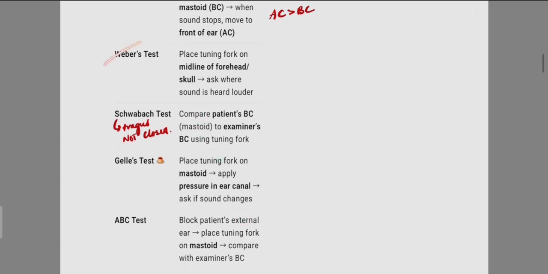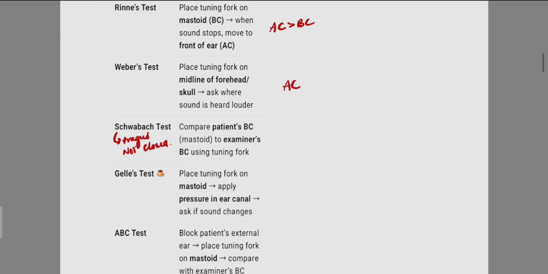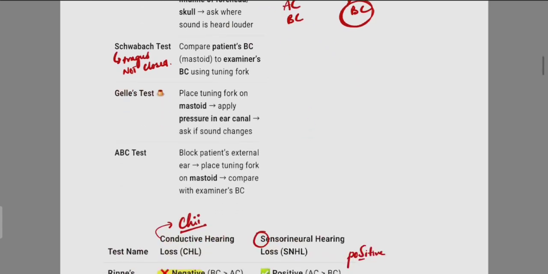Next we have Weber's test. Weber's test is purely seeing the bone conduction. You put the tuning fork on the middle of the forehead, and then you see which sound is heard better. Now you tell me air conduction, bone conduction, and if I just mute the air conduction, then obviously I'll hear the bone conduction better, right? And we mute it in conductive hearing loss, right? That's why in conductive hearing loss the bone conduction will be better. Makes sense.